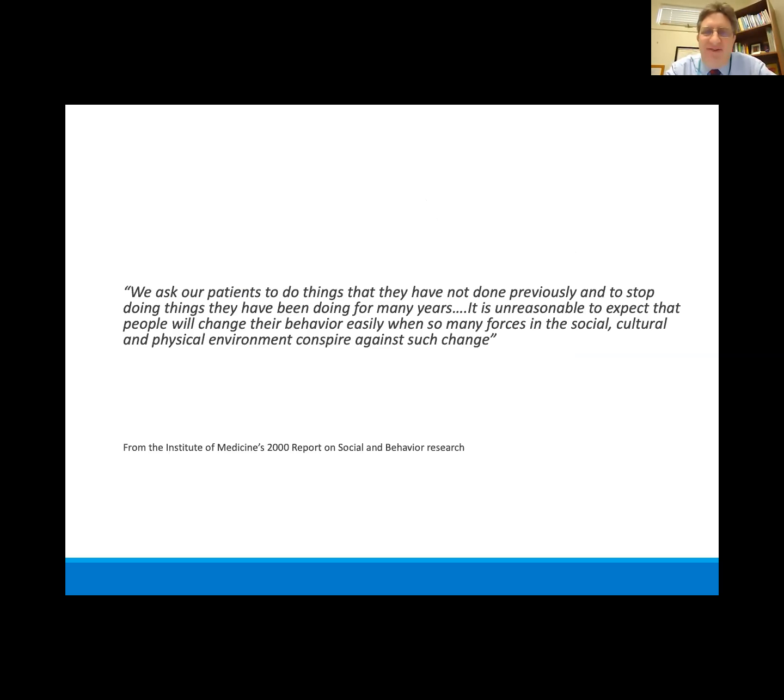I like this quote from the Institute of Medicine's 2000 report. We ask our patients to do things that they have not done previously, to stop things that they have been doing for many years. And it is unreasonable to expect that people will change their behavior easily when there are so many forces in the social, cultural, and physical environment that conspire against such change.